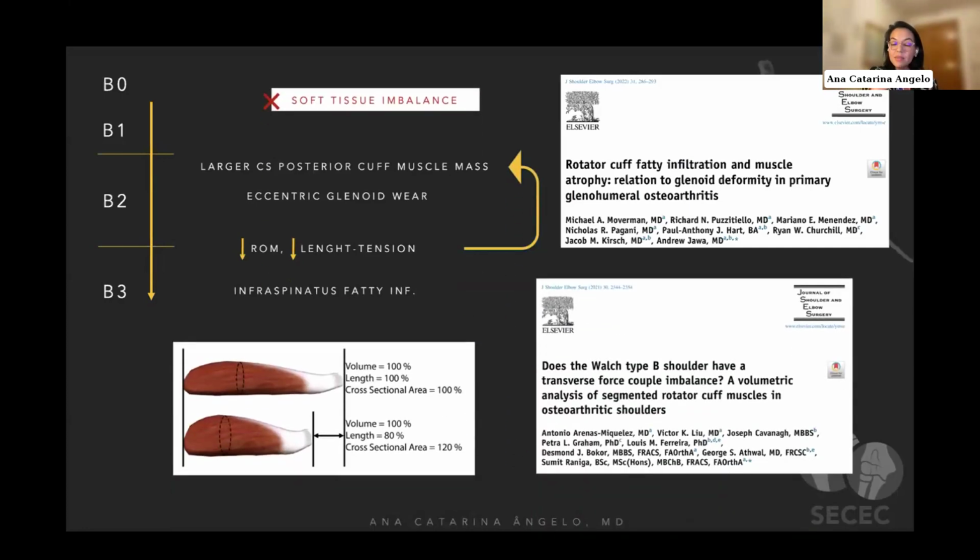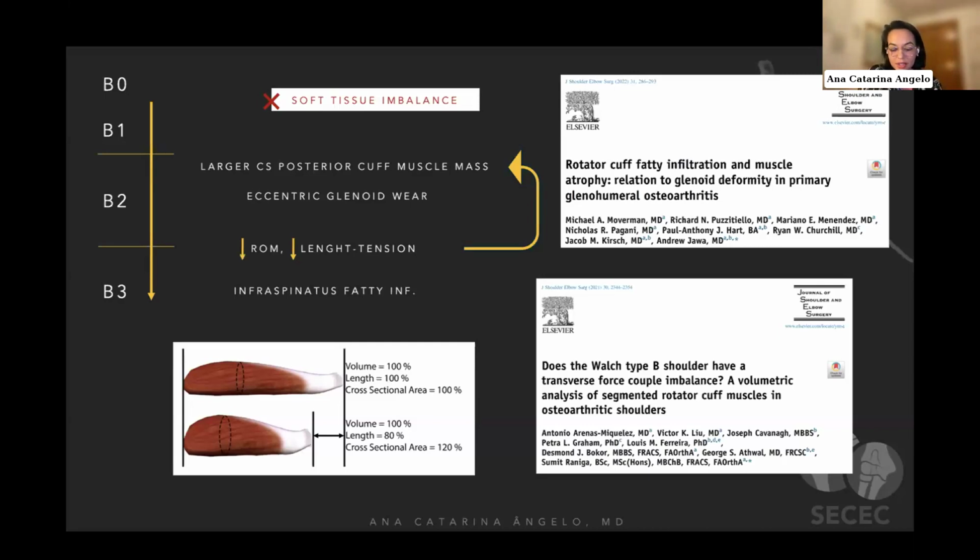But it seems that it may not be like this. This may not be due to soft tissue imbalance. Several studies have shown that the horizontal force couple is somehow balanced. What happens is that this posterior cross-sectional augmentation of the muscle mass is probably due to the shortening of the muscle. Then in the cross-section, it seems a little bit bigger. It doesn't mean that it's hypertrophied. So maybe this is not due to a soft tissue imbalance.